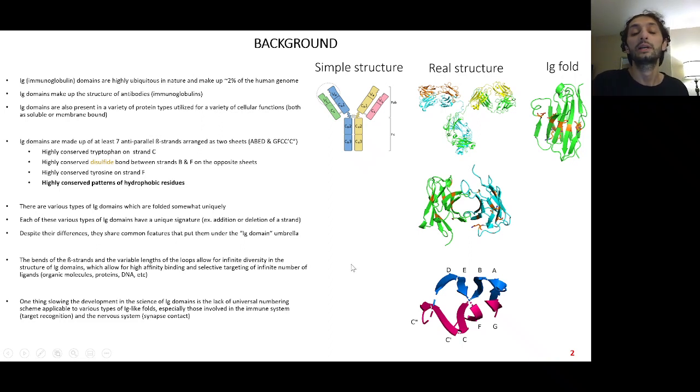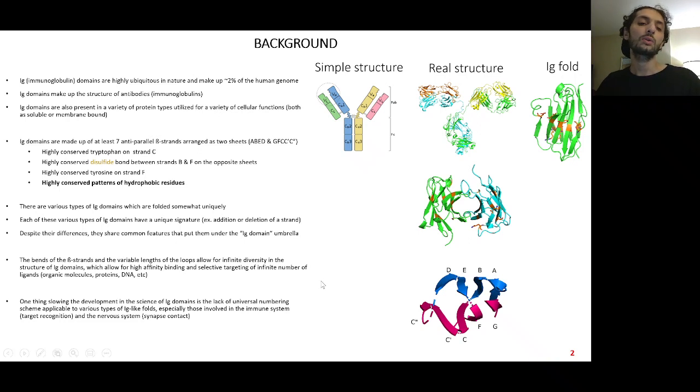There are different types of Ig domains, which are folded somewhat uniquely. Some can have an extra strand or a deletion of a strand, but despite their differences, they share common features, which put them all under the same Ig domain umbrella. Interestingly, the bends of the beta strands and the variable lengths of the loops, those two features allow for infinite diversity in the structure of Ig domains, which allows for high affinity binding and selective targeting of an infinite number of ligands like organic molecules, proteins, DNA, etc.